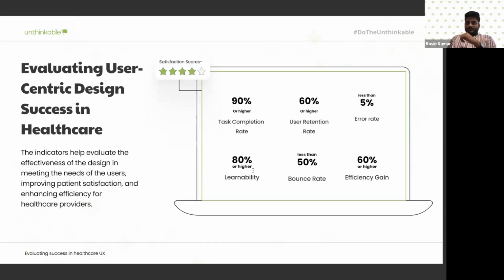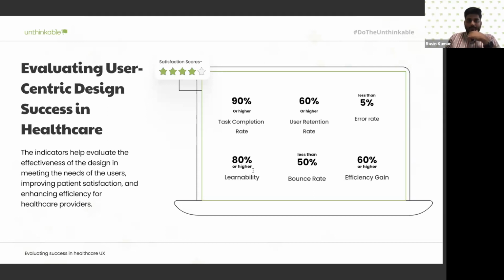And then we have the bounce rate that should be less than 50% all the time. So how many people are dropping off from your particular product? And efficiency gain is comparing the time spent on the task before and after implementing the design solutions that you have. So this is all about different key metrics that you can check and get your products evaluated on.